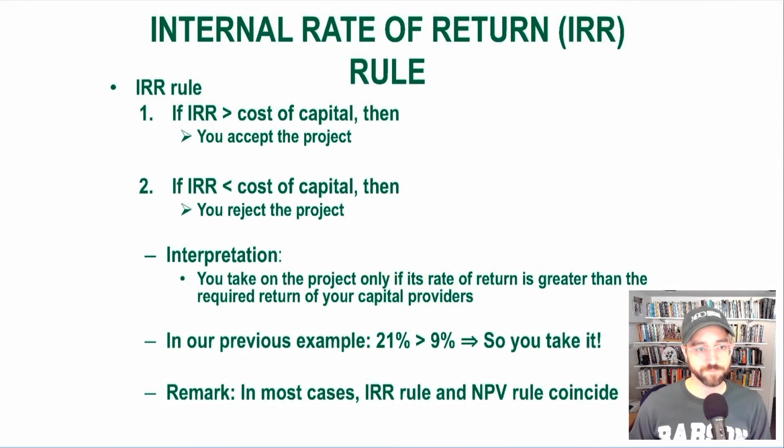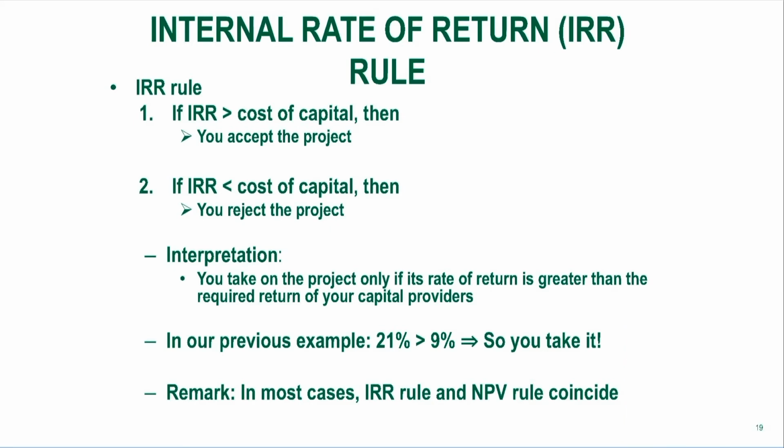So the IRR rule says, if your IRR is greater than your cost of capital, you accept the project. That means that the project is value creating. If the IRR is less than the cost of capital, then you reject the project. The remark at the bottom of the slide is consistent with what I said before. It notes on the slide that in most cases, the IRR rule and the NPV rule coincide. And what I said earlier was that for typical investment projects, the NPV and the IRR rule should coincide. So if IRR is greater than the hurdle rate, NPV should be positive, and vice versa.